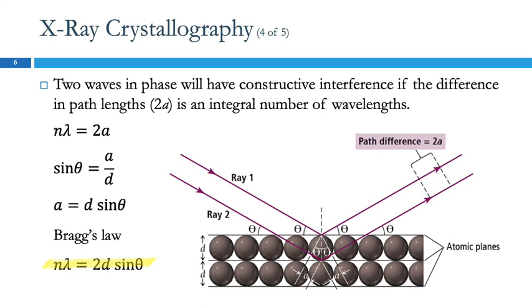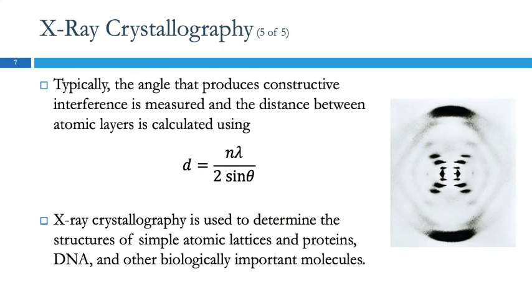where an integer times the wavelength is equal to 2 times the distance between the layers times the sine of the angle of incidence. And so as you shine the X-rays in here, you can vary this angle until you see constructive interference, and then you can calculate the distance between the two layers. So typically what they'll do, like I just mentioned, is they'll look for the angle that gives you constructive interference. And so we can rearrange this equation to solve for d.